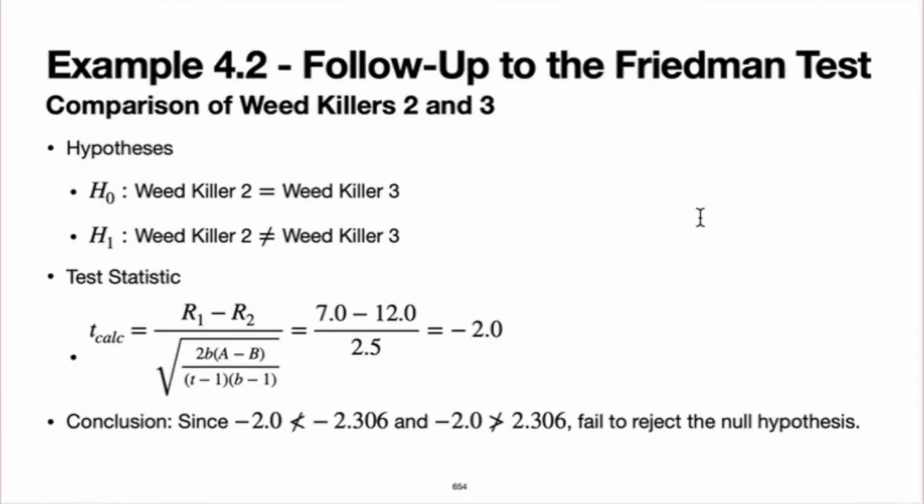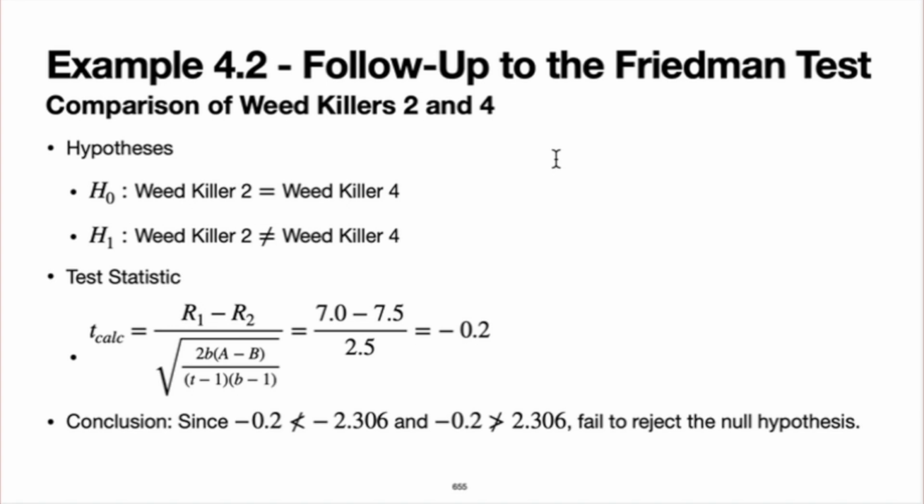Next, we're going to compare weed killers 2 and 3. In this case, the test statistic t-calc is negative 2. Since negative 2 is not less than negative 2.306, and also it's not greater than positive 2.306, the rejection criteria have not been met, and so we fail to reject the null hypothesis. So there is insufficient evidence at the 0.05 level of significance to conclude that weed killers 2 and 3 differ in their effectiveness of killing weeds.